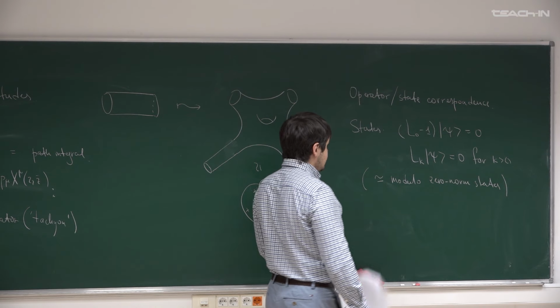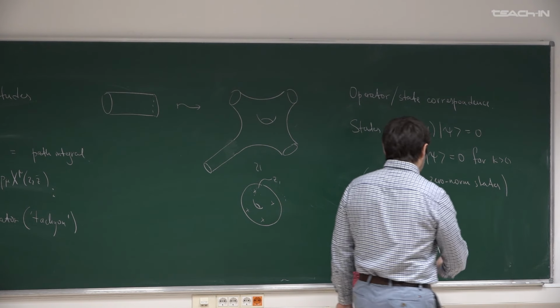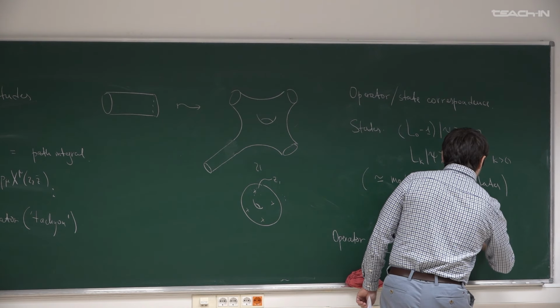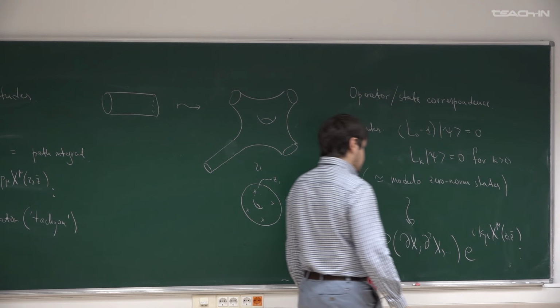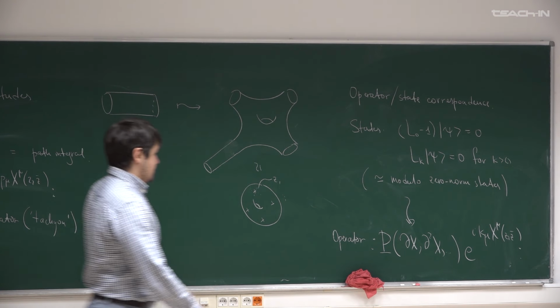Some operator which quite generally has the form of some polynomial in dx, d2x, etc., various derivatives of x, acting on e to the i k_mu x^mu of z, z bar. And in principle, that should all be normal ordered.